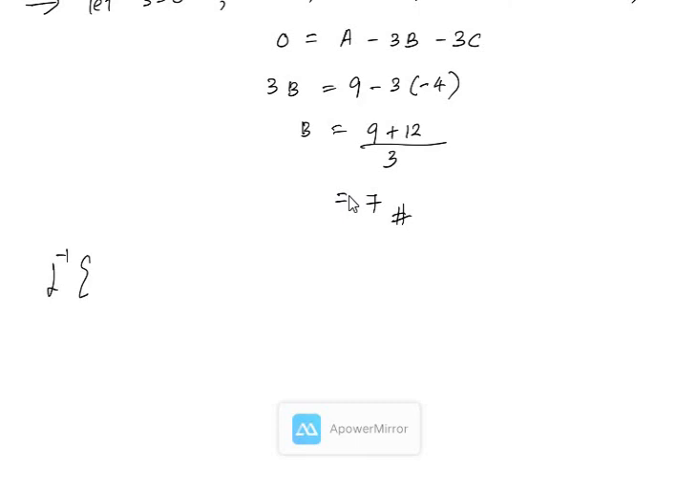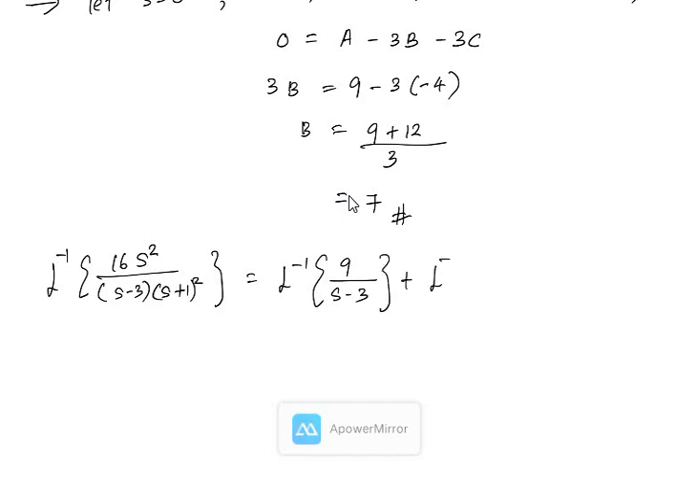So this is the original 16s squared divided by (s minus 3)(s plus 1) squared. Now for the inverse Laplace transform, we have A, B, and C, so we substitute in. A is 9, plus B is 7, and then C is minus 4. So from here it can be easily converted from the S domain with the inverse Laplace transform.